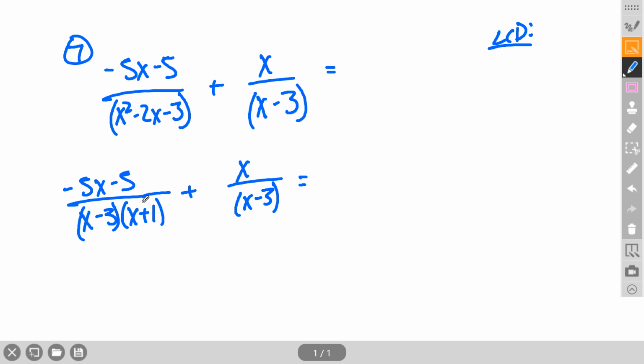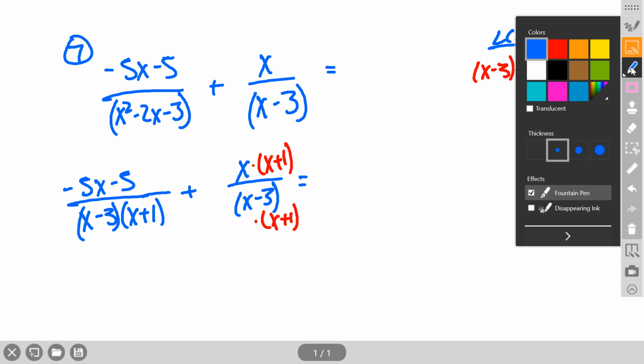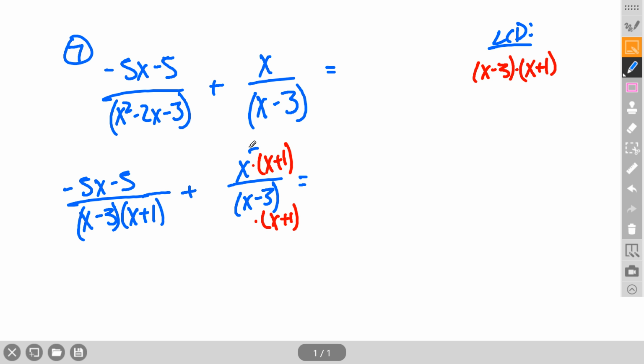For addition and subtraction, we only need the denominators factored because then we find the LCD. The LCD, the factors they have in common, x minus 3. Factor they don't have in common is x plus 1. So I need to make both of these denominators into this. This already has it, and this one is missing the x plus 1. All right, I'm going to go ahead and distribute here.